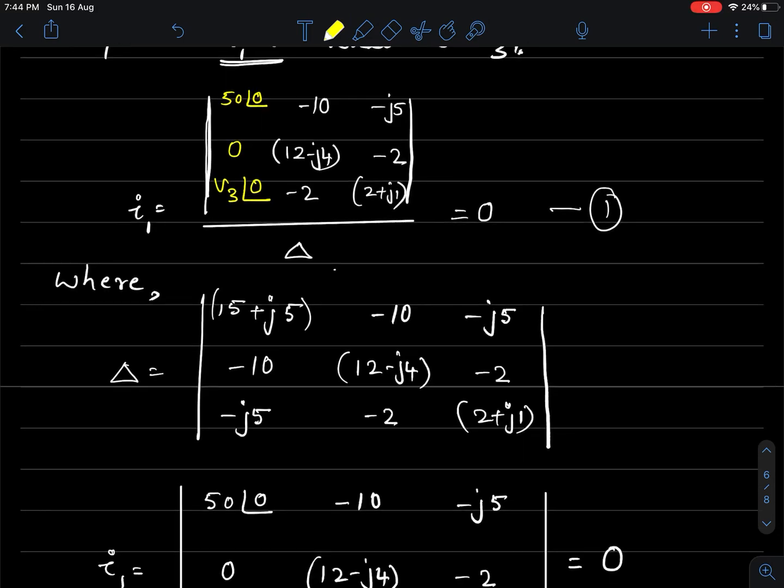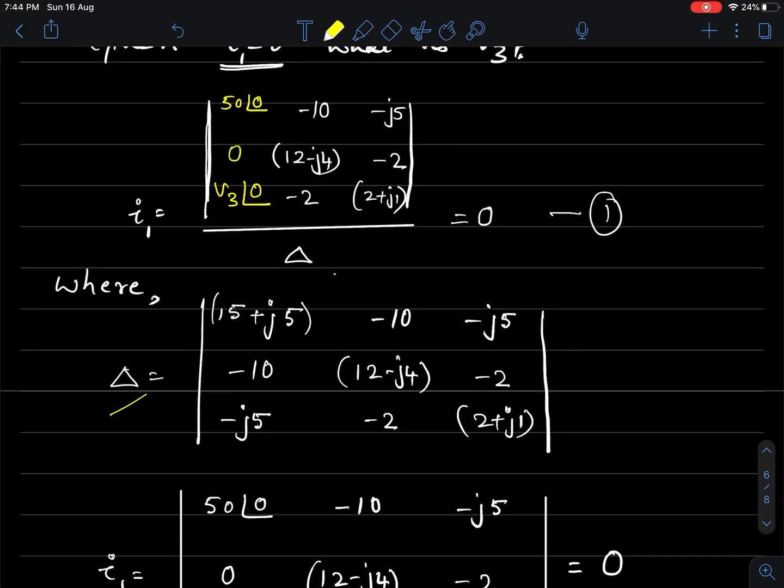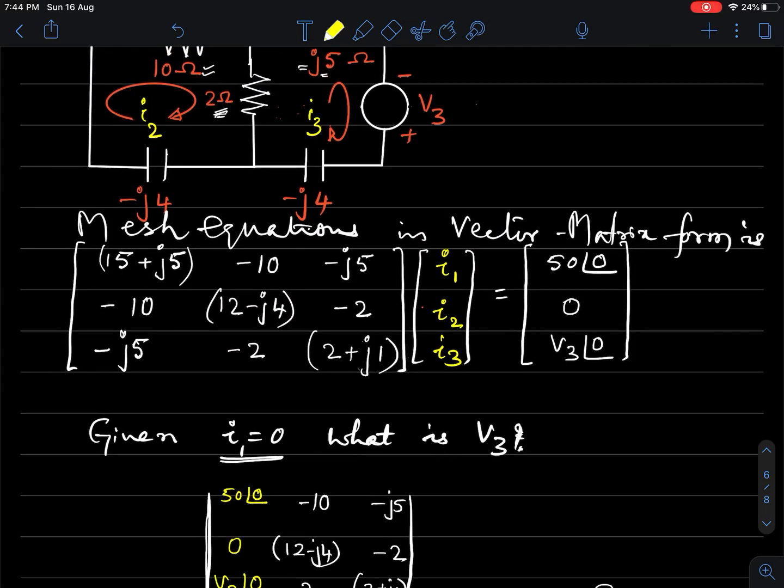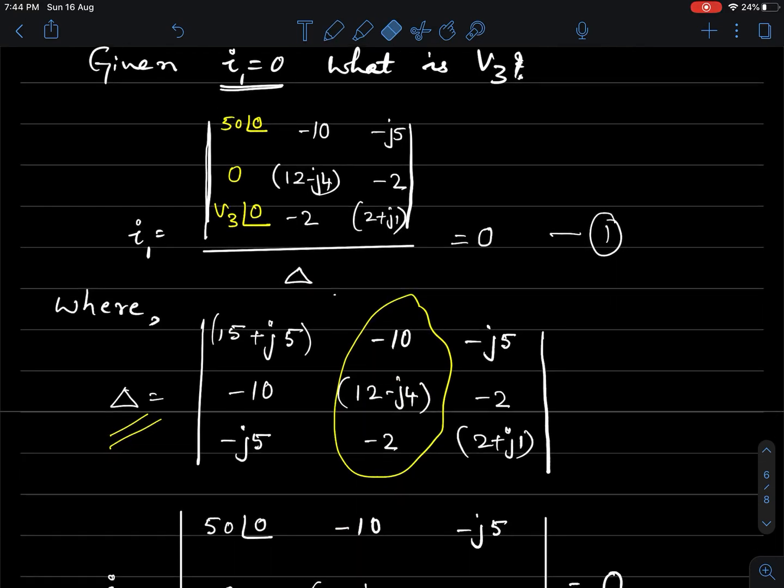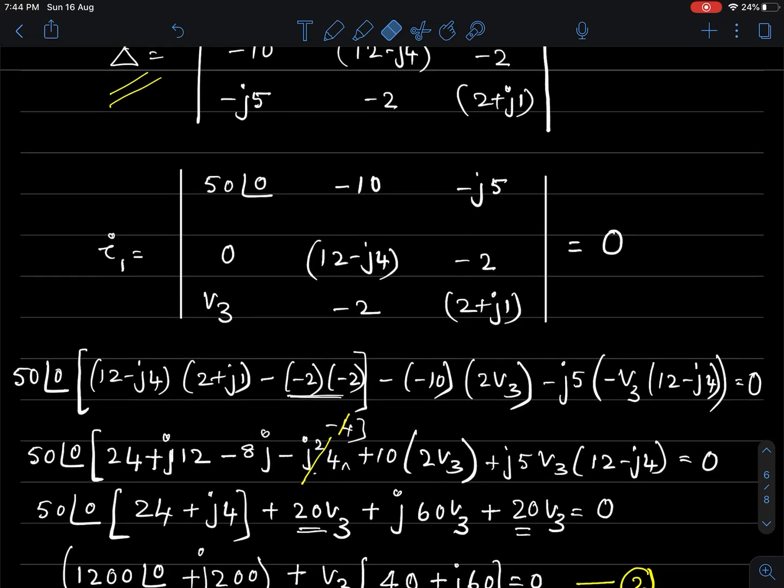Then what we do is, in this delta, we replace this column by the voltage vector. This is my voltage vector. This is our voltage vector, 58 at an angle 0, 0 and V3. Okay, and then we try to do the same thing. The same computation we do, we evaluate.